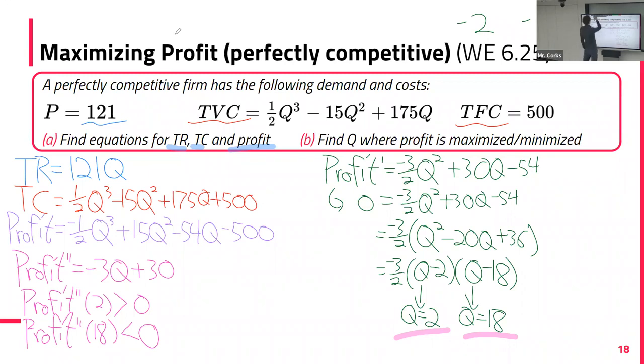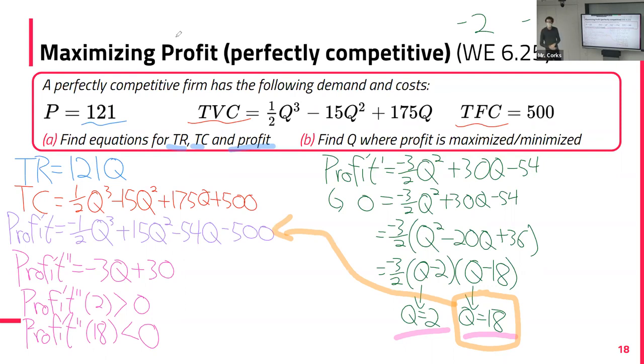But let's see if we can do one more step here. What is the actual maximum profit? How can we find that? Okay, so we take our q value, this is the location of the maximum, into which equation? The profit equation, just the original profit equation here. We can figure out the location.